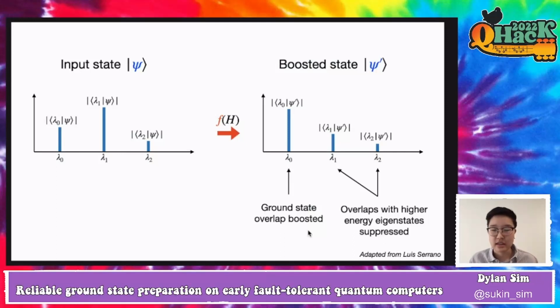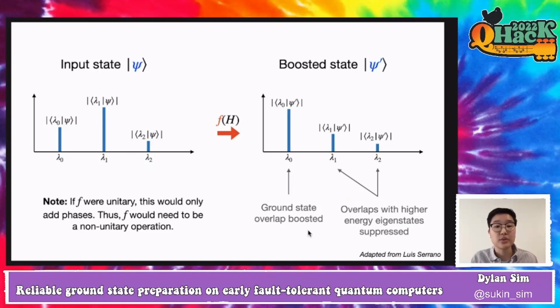And by looking at this type of picture, you could also gain another property of f: if f were unitary, this would only add phases, meaning that the heights of the bars would not be able to change. However, because the whole point of f is to boost the ground state overlap, meaning boosting the bar height for the ground state and lowering the bar heights for the other eigenstates, this implies that f would need to be a non-unitary operation. So keep this in mind when we go over how we would actually implement f on a quantum computer.